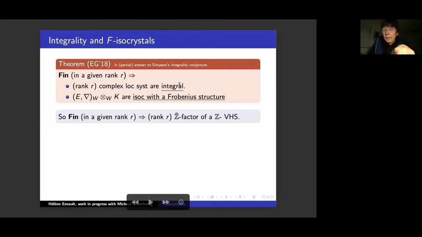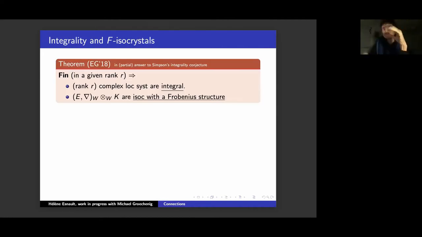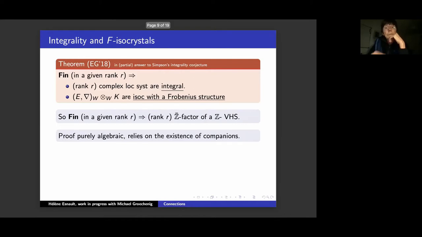So that means this integrality condition here, which was a key point in the proof and was proven using this strong vanishing condition, in fact one can prove it under the weaker finiteness condition here. So I repeat, the finiteness condition, and we can even give a rank here. This implies, in this given rank, that the local system is a Z-bar factor of a Z variation of Hodge structure. The proof we gave was purely algebraic and relied on the existence of companions, which ultimately come from the Langlands program and in higher dimension were proven here by Drinfeld.